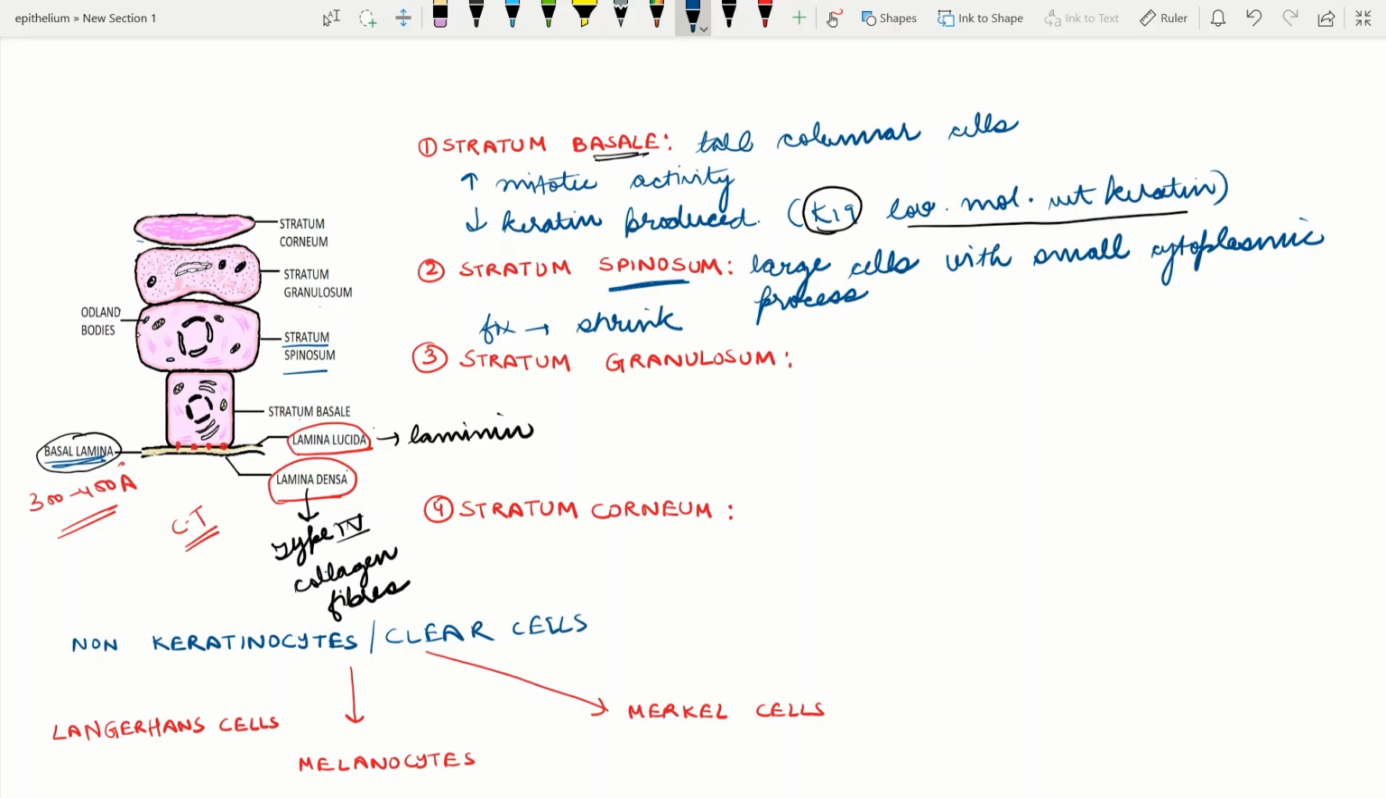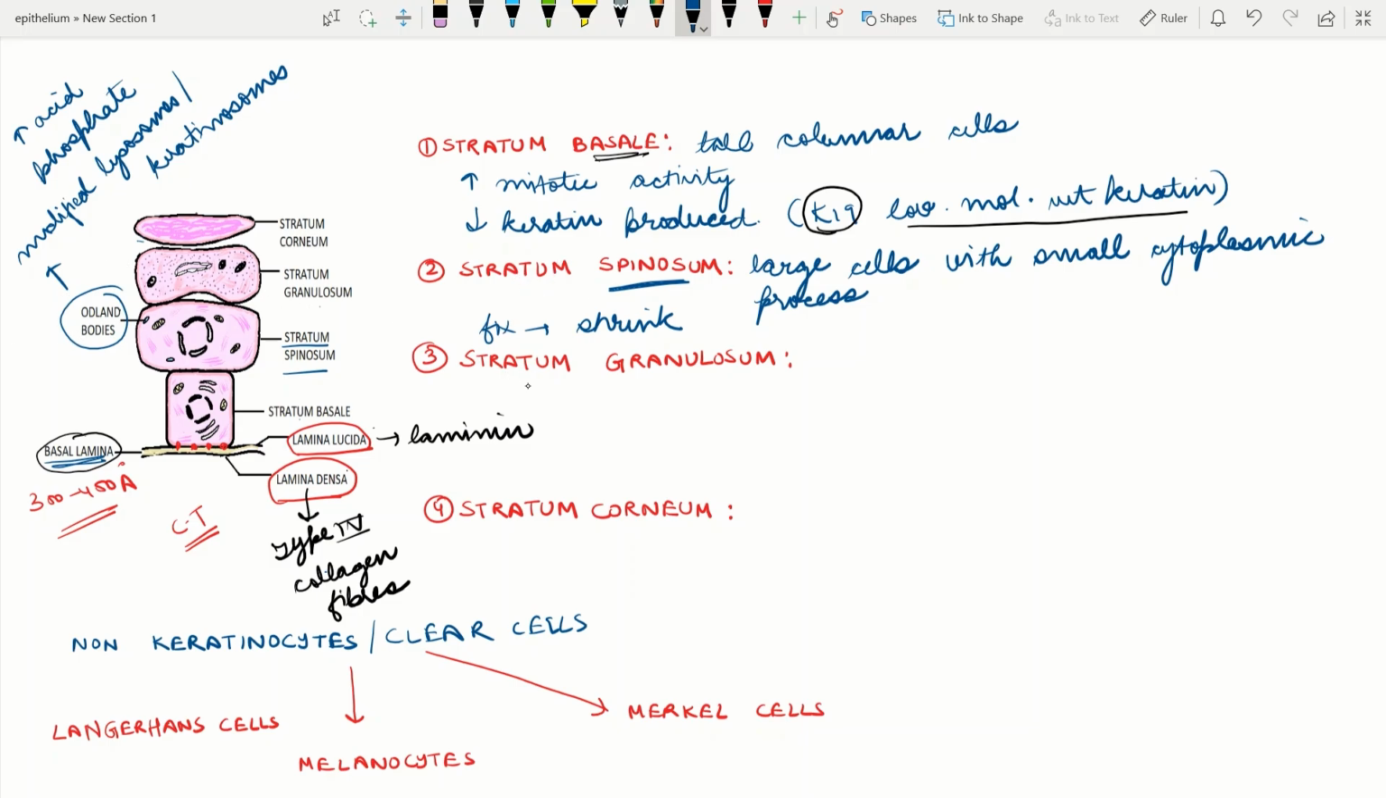Now this upper layer of your stratum spinosum has Odland bodies. What are these Odland bodies? These are your modified lysosomes, or you can call them keratinosomes. They contain an increased amount of acid phosphatase, which causes the destruction of membrane organelles. So this was about stratum spinosum and Odland bodies.